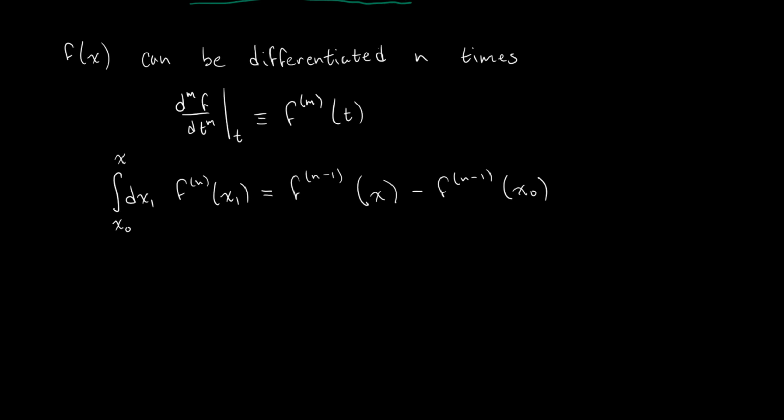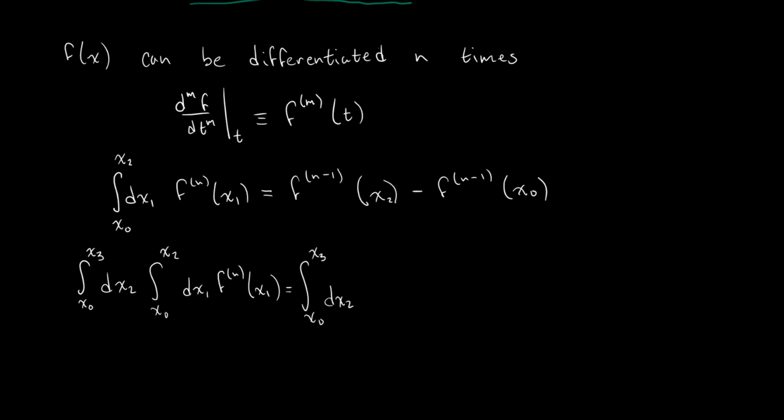Okay, so now let's treat x as a parameter which can vary. We can play around with x, but we'll fix x naught. So in this case, why don't I just integrate again? This time I'll rename the variable to x2. I can integrate from x0 to x3, dx2, of the integral from x0 to x2, dx1, of f^(n) of x1. So we're just taking what we did here and integrating that. I'll write it out a little more explicitly: the integral to x3, dx2, of f^(n-1) of x2, minus an integral like this.